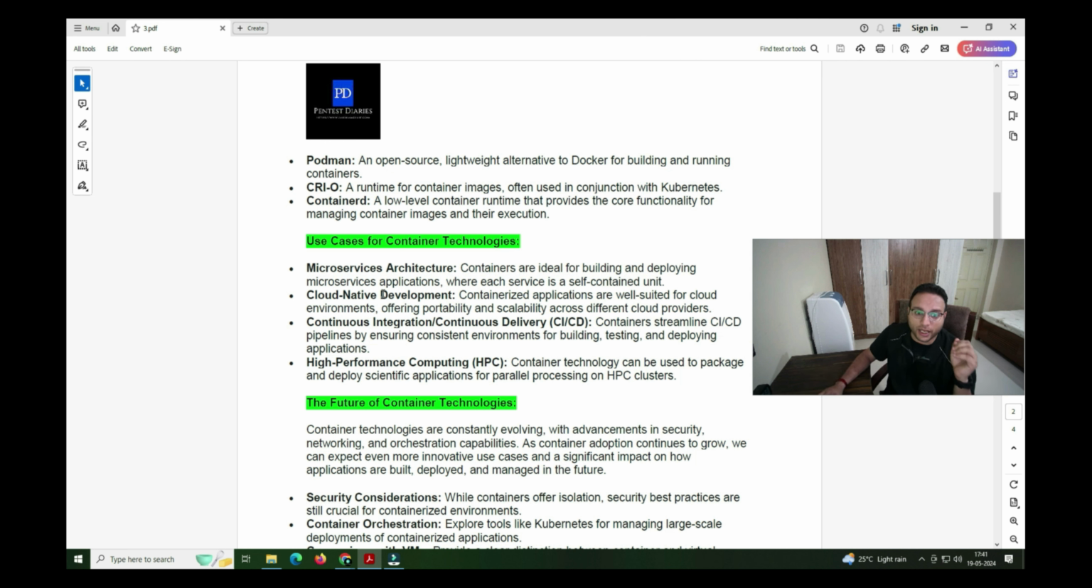Talking about cloud native development, containerized applications are well suited for a cloud environment, offering portability and scalability across different cloud providers. Taking an example, you have one container in GCP, one in AWS, one in Azure itself. So it's providing compatibility, wheresoever you have it, in any other cloud vendors also, you can utilize it. There's nothing like you can't use it in other vendors.